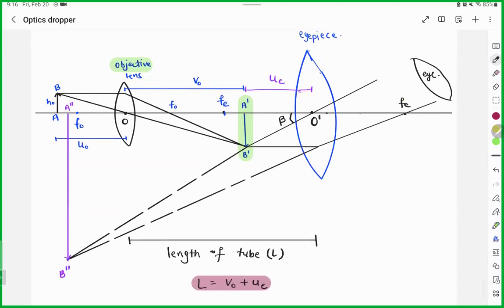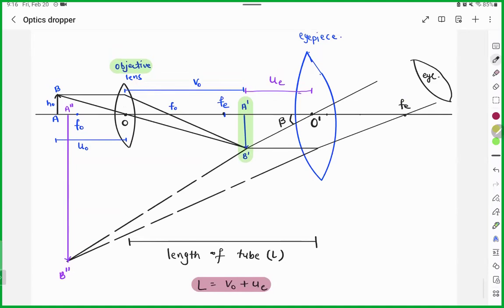Any doubt in the diagram? Draw the diagram once again and send it in the group, because this diagram looks confusing the first time. All the explanation is based on this only.